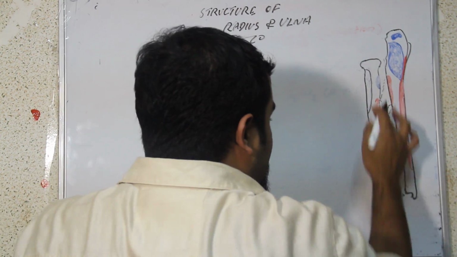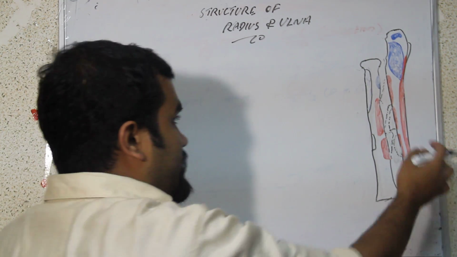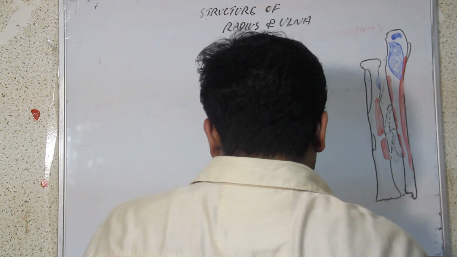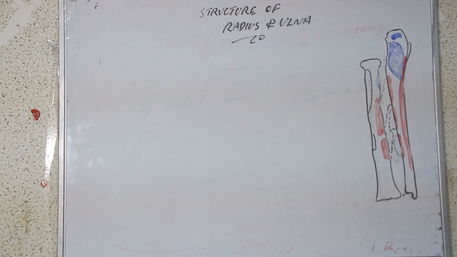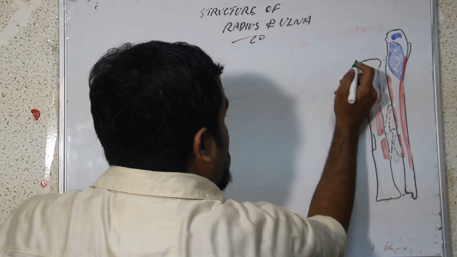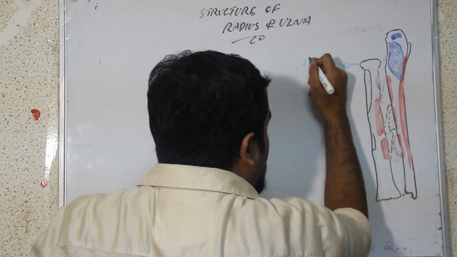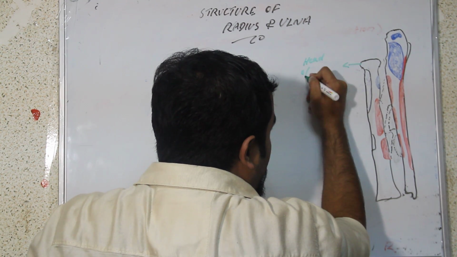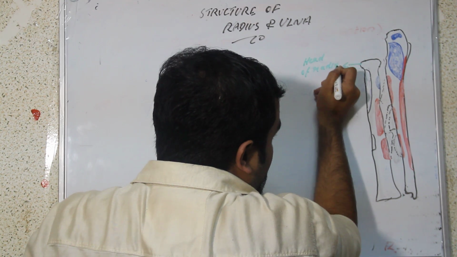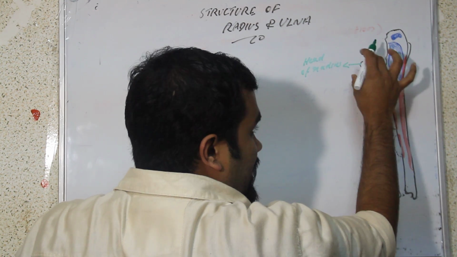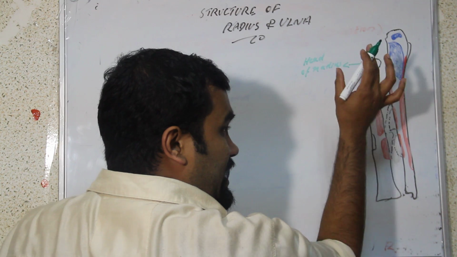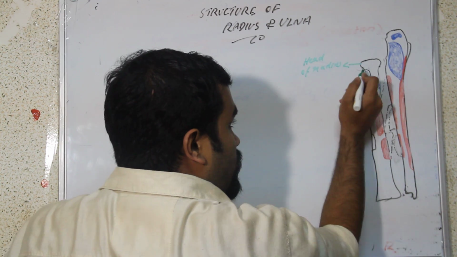So this is our radius bone. It is on the lateral side. This is our ulna bone. Now, this is the head of the radius. Radius has the head in the proximal region. So keep in mind that the head of the radius is in the proximal region.